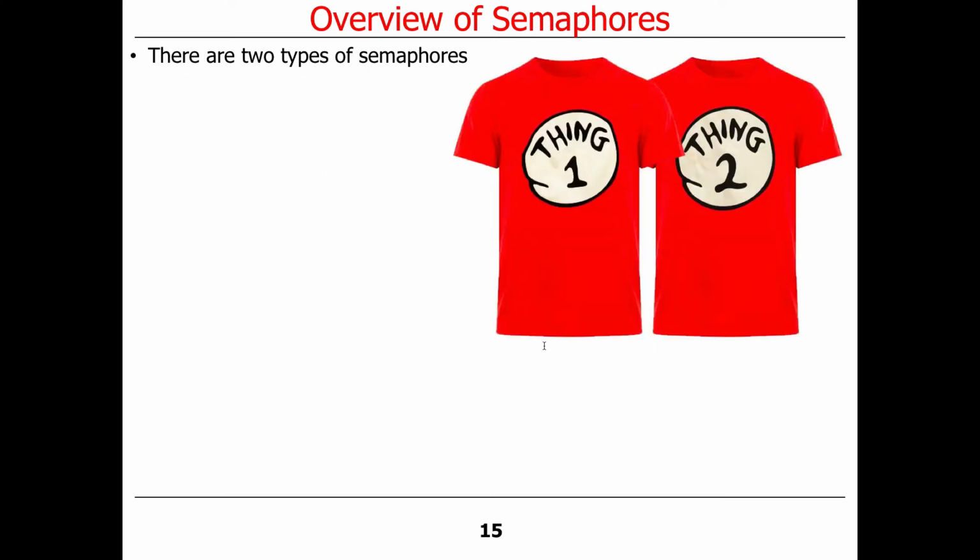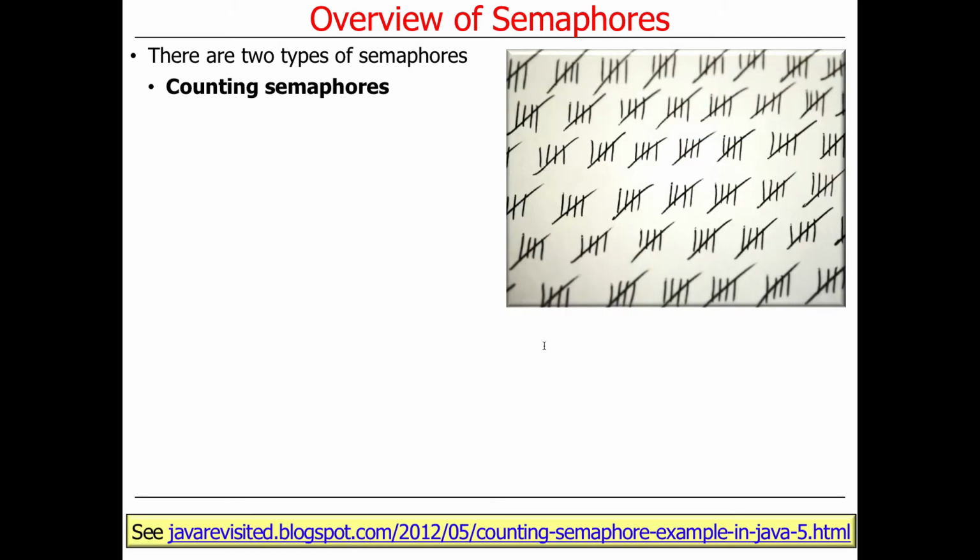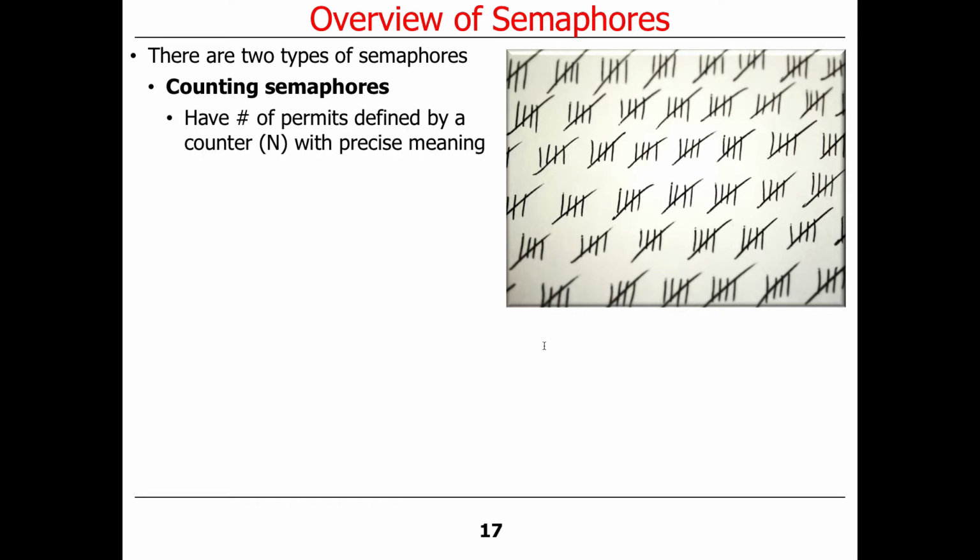There are 2 general types of semaphores that you need to know about. One is the counting semaphore. And a counting semaphore has a number of permits, where the number of permits is typically greater than 1. And this is defined by a counter with a very specific set of semantics relative to the value of the count of the counter.